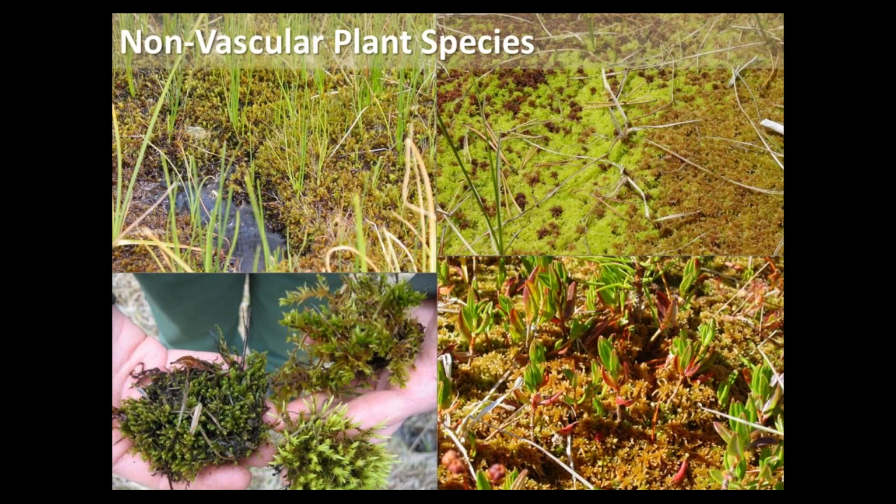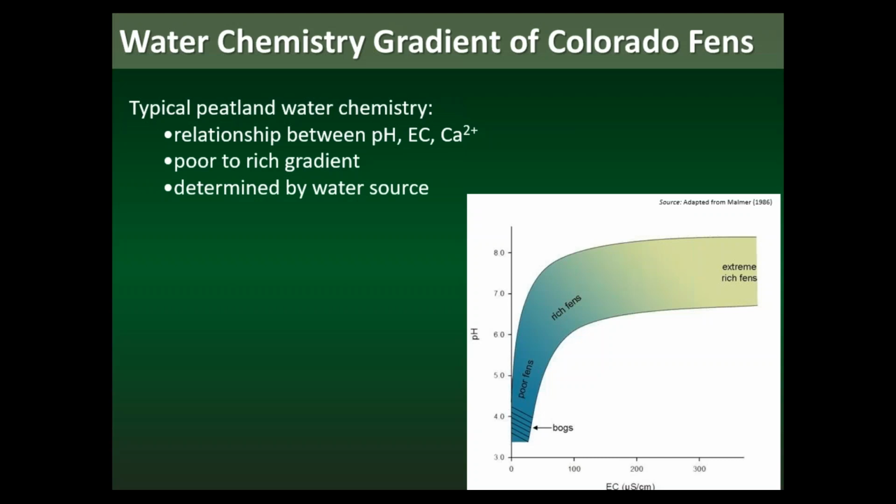And fens also contain a rich non-vascular flora of mosses and liverworts, including several rare sphagnum species. A major emphasis in global peatland research has been on environmental gradients that affect vegetation patterns, in particular the water chemistry gradients of pH, conductivity, and calcium concentrations, and their relationship to species richness and composition. This has been termed the Porter-Rich vegetation gradient and is a useful way to categorize Colorado's fens.